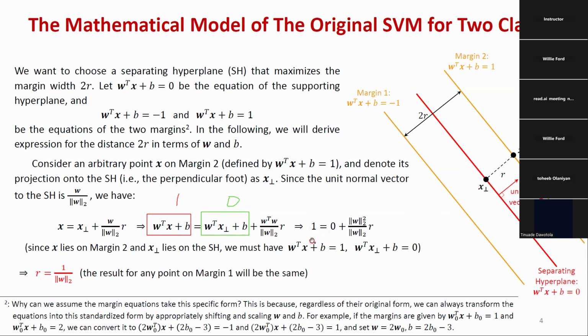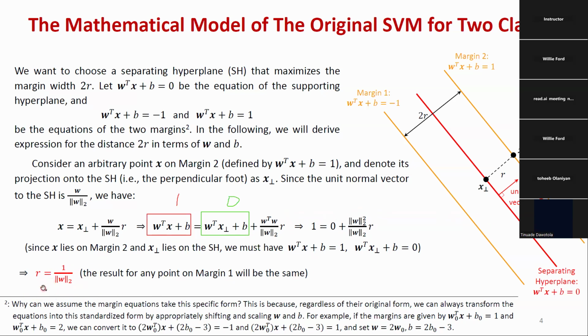And now I get this equation, which is 1 equals 0 plus W^T W times R, as what? As norm square. Why? Because W^T W simply means the square of the norm. And this can eliminate 1. And hence I directly get R equals 1 over W norm. That's the thing, and this is the result for the margin.